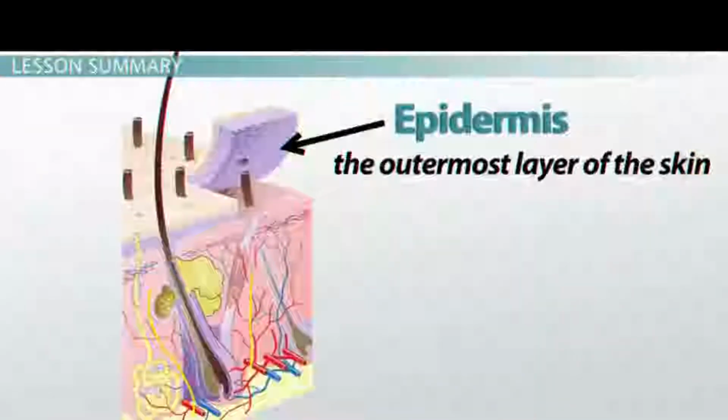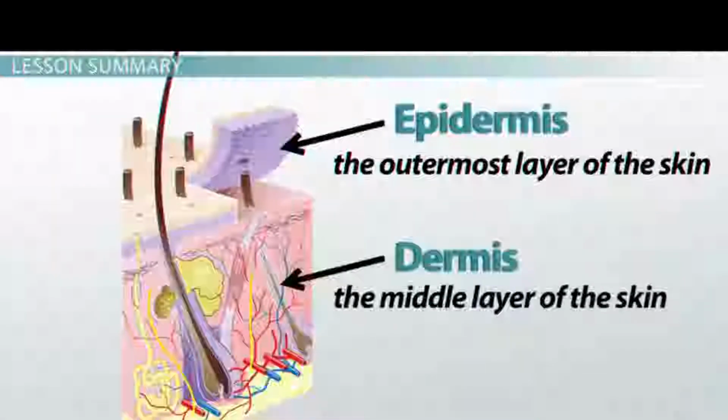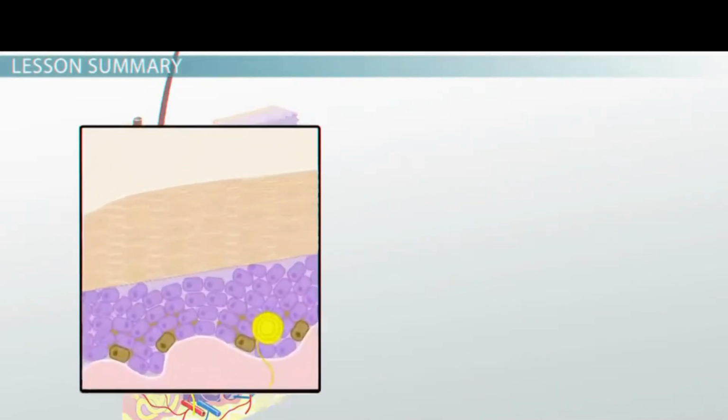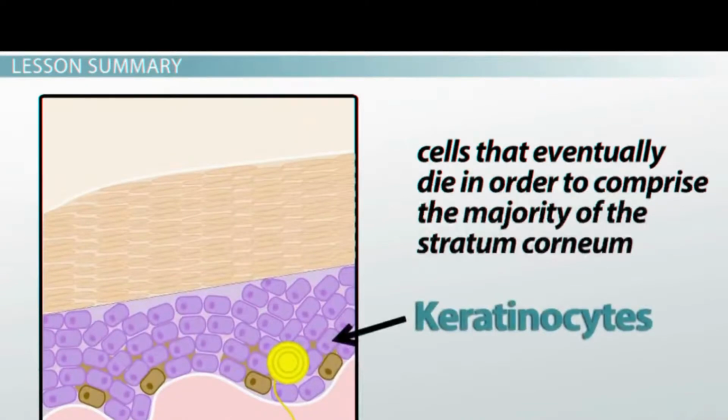The epidermis is the outermost layer of the skin. The dermis is the middle layer of the skin, and the subcutis is the innermost layer of the skin. In the epidermis, there are cells that eventually die in order to comprise the majority of the stratum corneum. These cells are called keratinocytes.